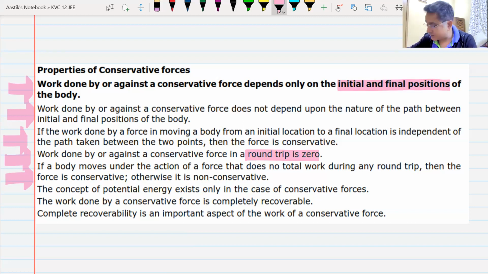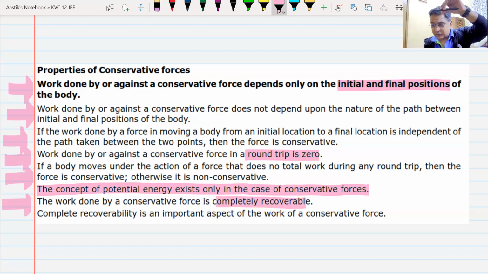The sixth statement is the statement that we will be working on. The concept of potential energy exists only in the case of conservative forces. So wherever you have this concept of conservative forces, we have an energy coming there, and that energy is known as potential energy. And why will this energy come? We will see that. The work done by conservative forces is completely recoverable. If the conservative force does work in one path, in the next path, what will be recovered? Complete recoverability is an important aspect of the work of a conservative force.